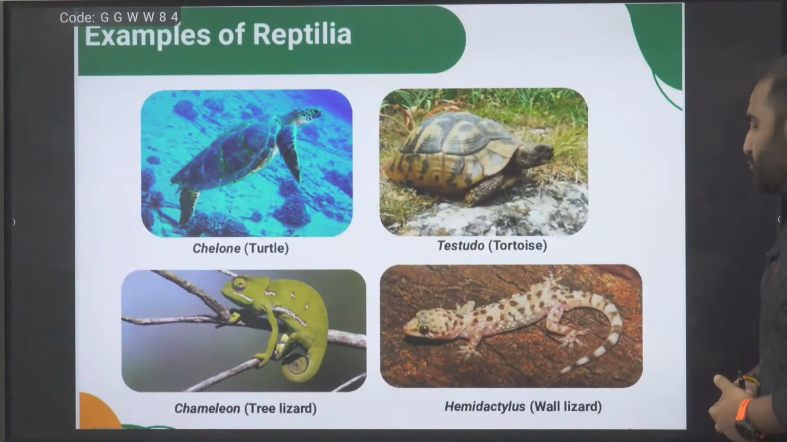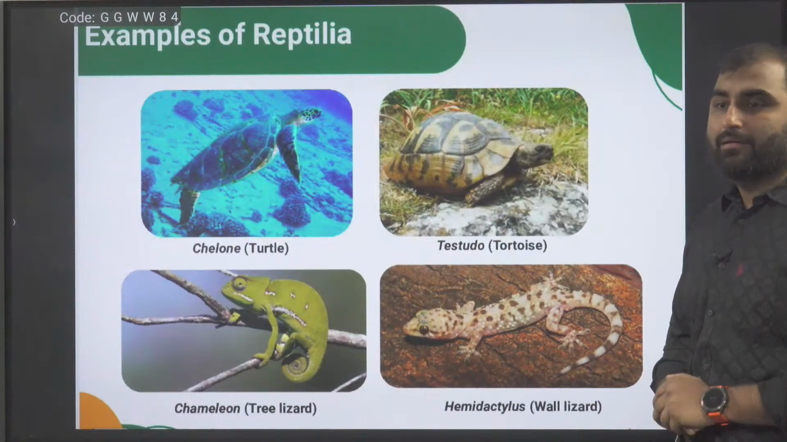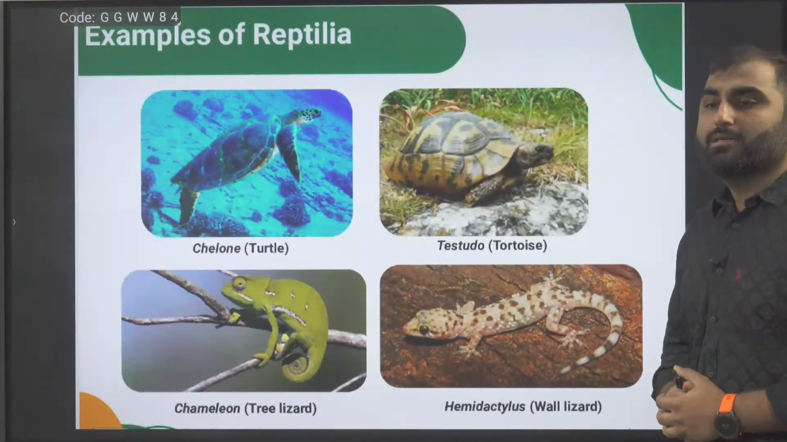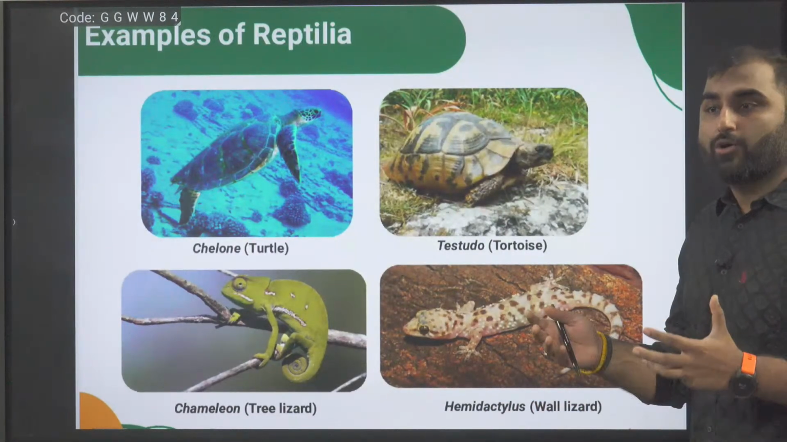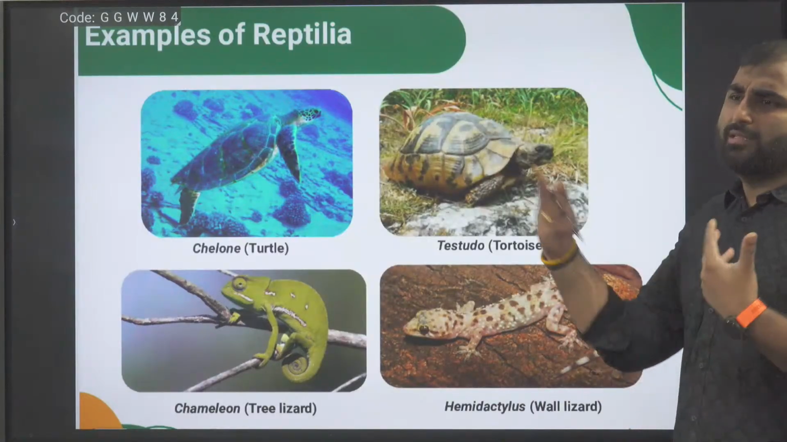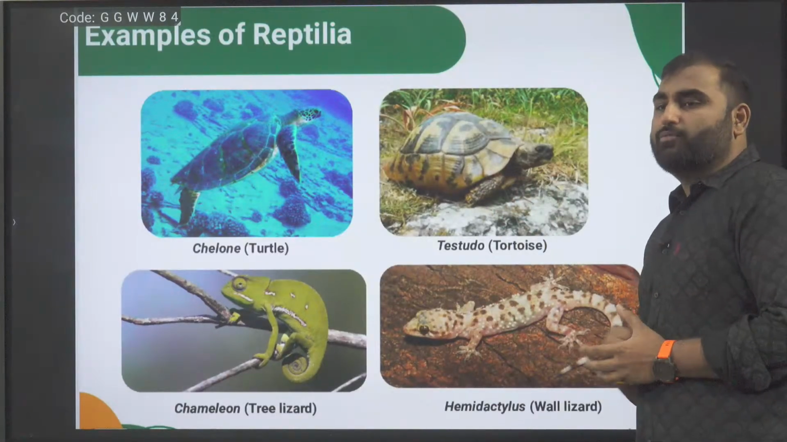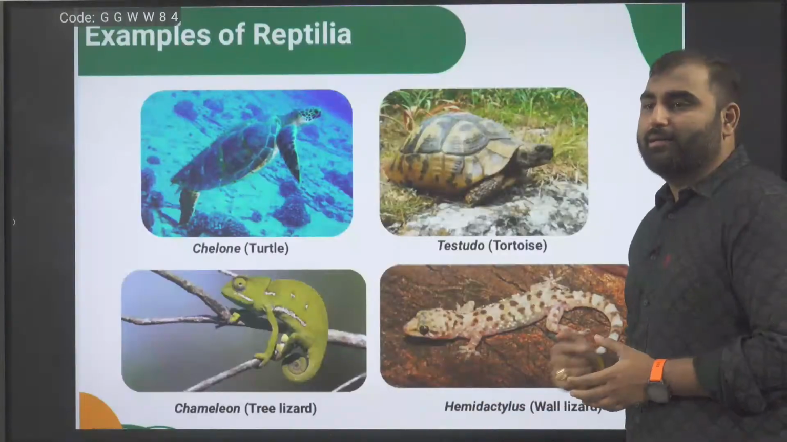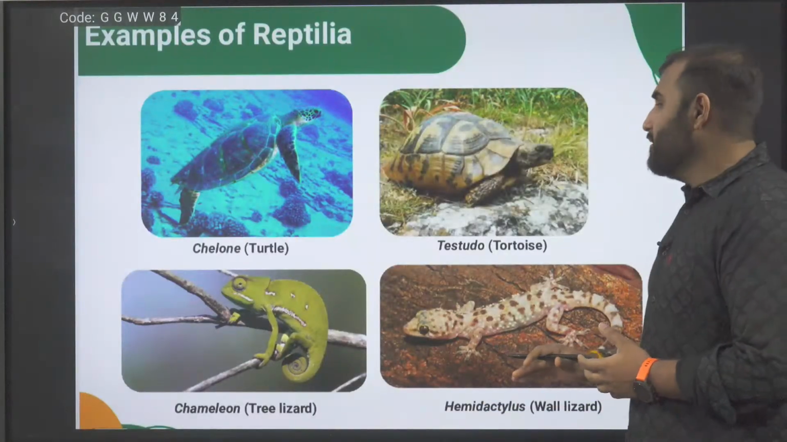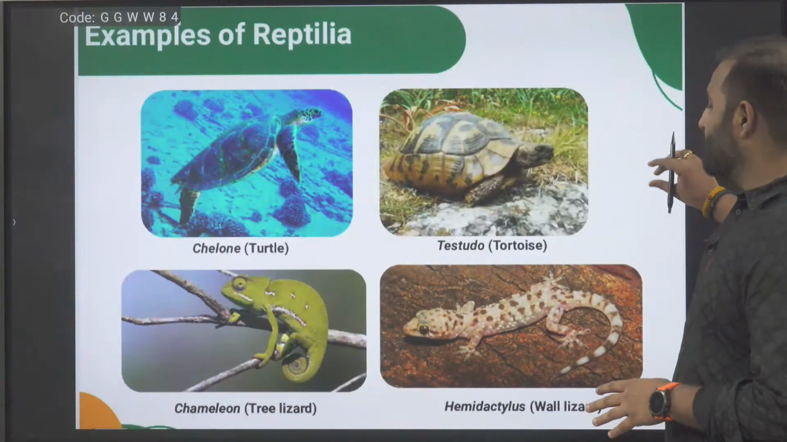Then we have the most annoying creature, which I hate. That is your Hemidactylus, wall lizard, commonly called gecko, mostly by the Americans and all. We just call it a wall lizard. And Hemidactylus, the scientific name, is non-venomous, no venom at all.